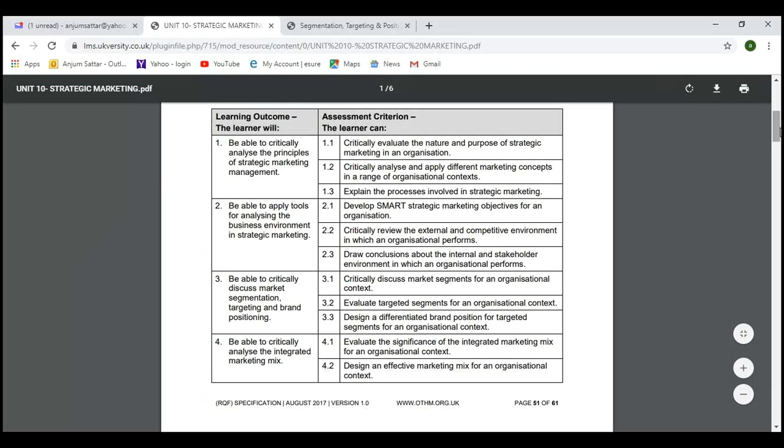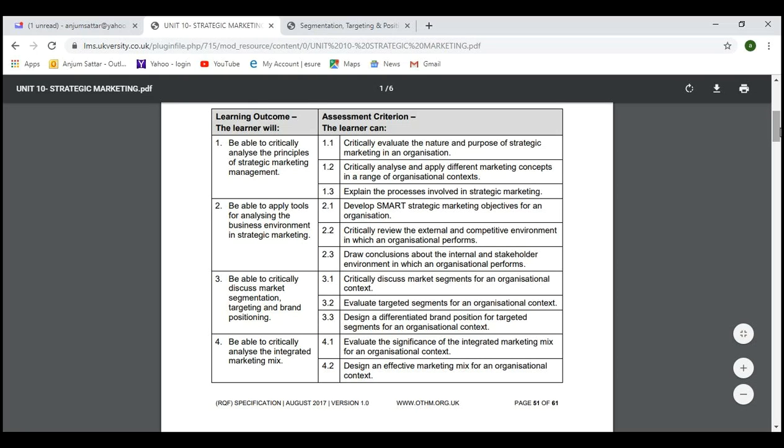Be able to critically discuss market segments. So what is meant by segment? Segment means dividing the total market into small proportions, into small elements. Think about it: if you want to sell a product across the whole UK with one product for everyone, that is not going to meet the needs and wants of the customers.